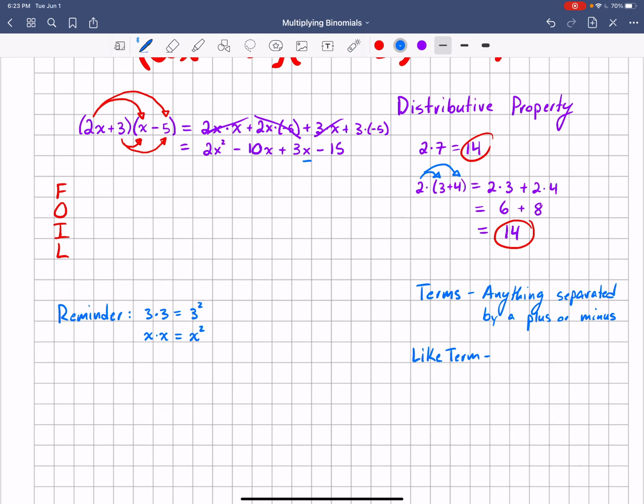the same variables, but those variables also have to be raised to the same power. Okay, so a like term is a term, well, let's say like terms with an S. Like terms are terms that have the same variables raised to the same power.